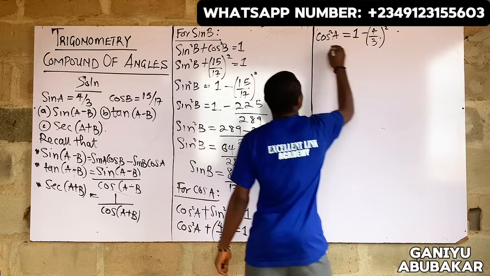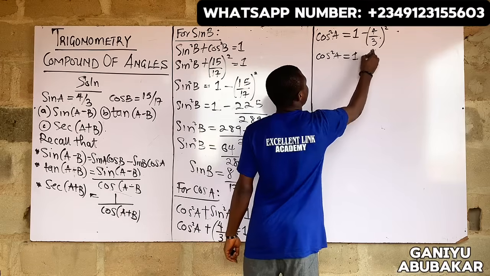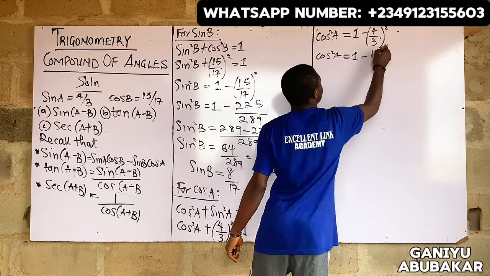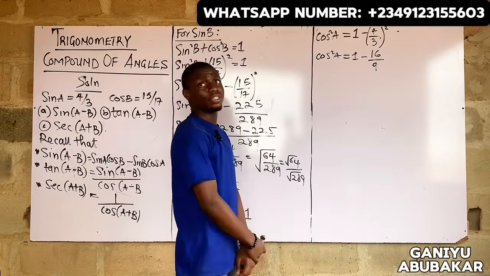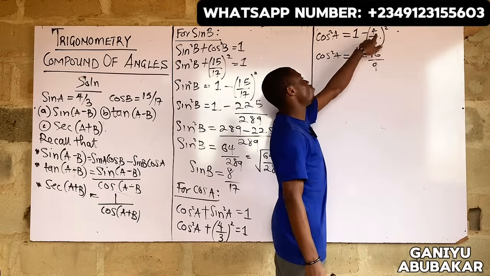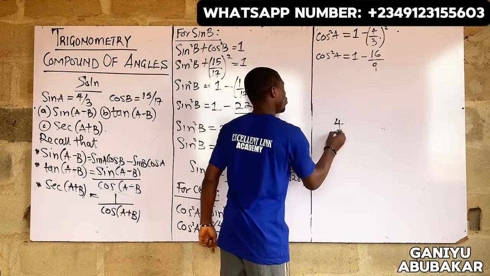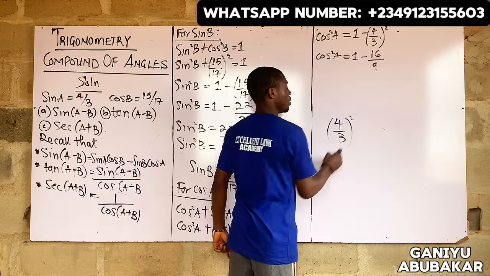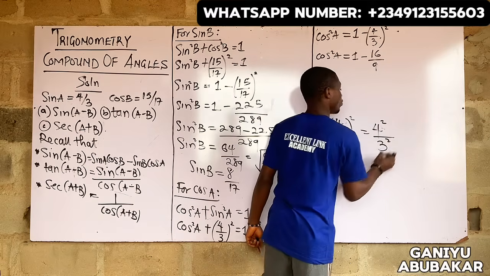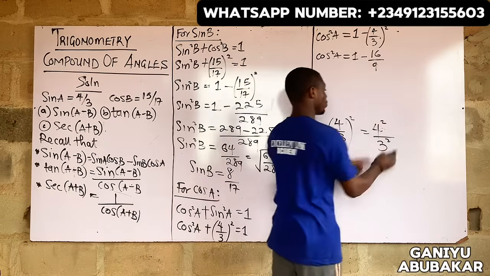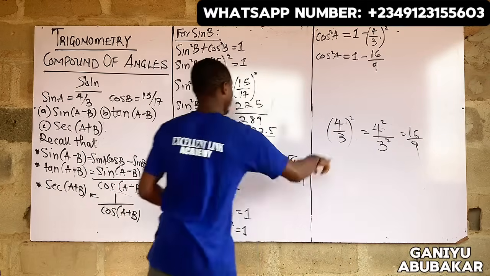True or false? True. I'll have cos squared A is equal to 1 minus 4 squared, 16, all over 3 squared, 9. That's indices, right? This square will affect each of them. So I'm having 4 over 3 all squared. I apply indices, that becomes 4 squared over 3 squared, which is 16 over 9.